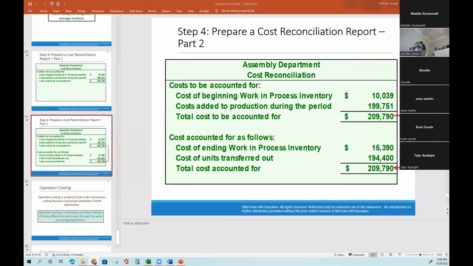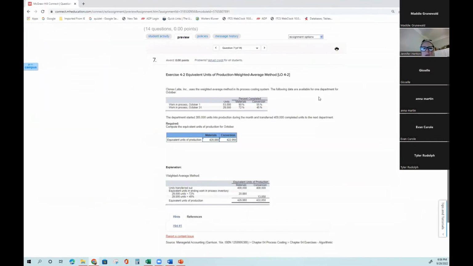Let's see, is this a good one? This one is a kind of simple one. It's got one thing we're trying to figure out here. Okay, so it's kind of small.